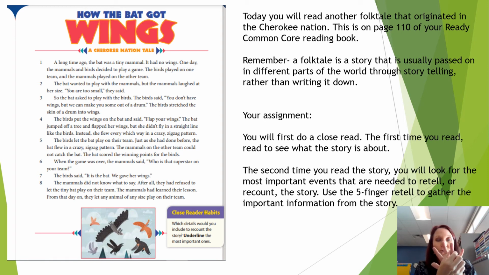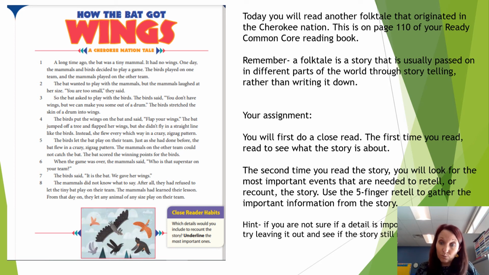That's your characters, your setting, your problem, the problem the characters have, the events in the story, and what happened at the end, and if there's a lesson the characters learn. All right, now remember the hint. If you aren't sure if a detail is an important detail, try leaving it out of your recount and see if the story still makes sense. If it does, it's not that important. If it doesn't make sense, then you do need to add it into your retell. So that's the first part you're going to do. Read it, look for the information for your 5-finger retell, and then we're going to work on page 111.